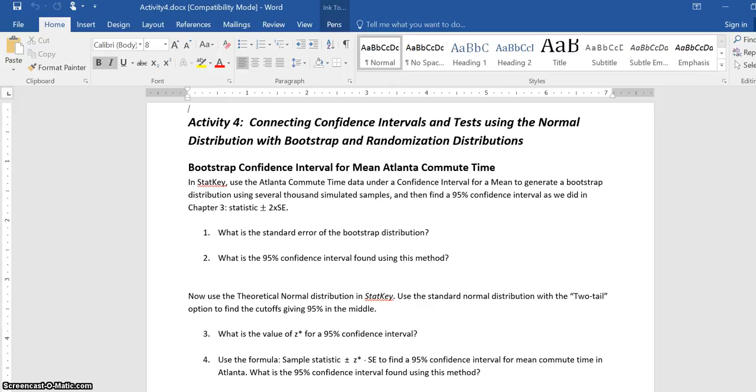So the first thing we're going to do is look at the data from the sample of people living in Atlanta, looking at their mean commute time. We're going to be using the data to estimate the mean commute time among all people living in Atlanta. And we're going to go to STAT111 to get the data.